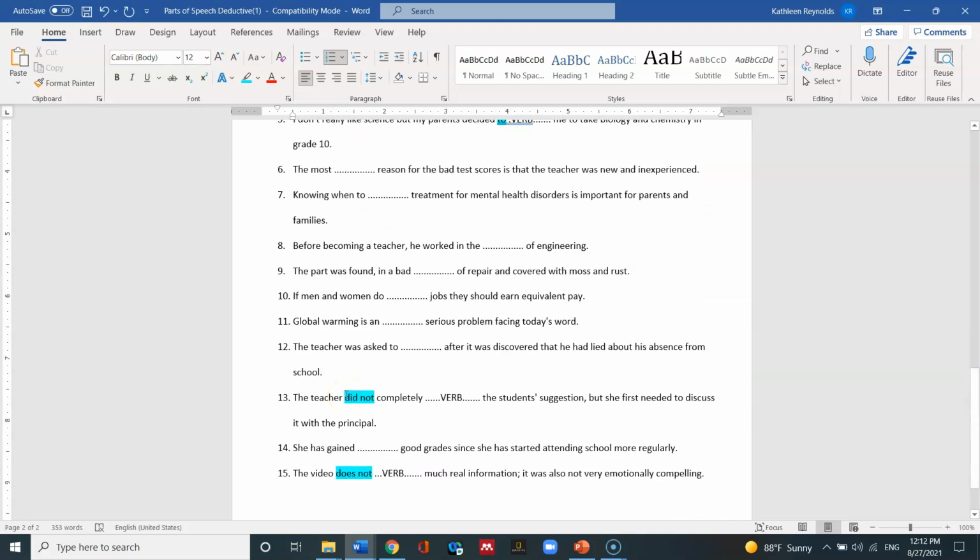Okay, so let's look at an example of a sentence that has an adverb. Global warming is an adverb serious problem facing today's world. So here we have an. So do we have a noun to complete the phrase with an? Yes, we do. We have problem. And before problem, we have an adjective, which is serious. So that means we have to have an adverb here. That means also that when we have an, the adverb probably starts with a vowel sound. So we could say global warming is an extremely serious problem facing today's world.